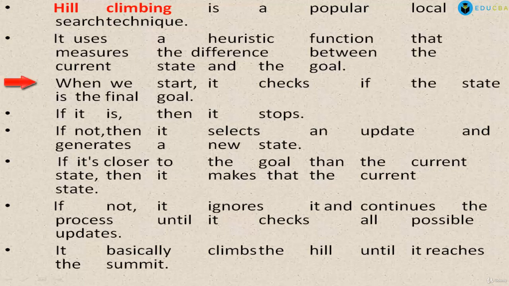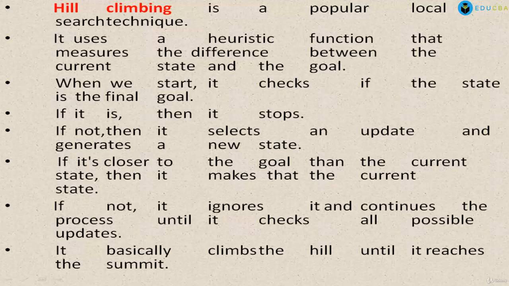Now when we start, it checks if the state is the final goal, and if it is, then it will stop, and if it is not, then it selects an update and generates a new state. If it's closer to the goal than the current state, then it makes it the current state, and if it is not, it will ignore it and continue the process until it checks all possible updates. So these are the following steps which will be followed in that algorithm.